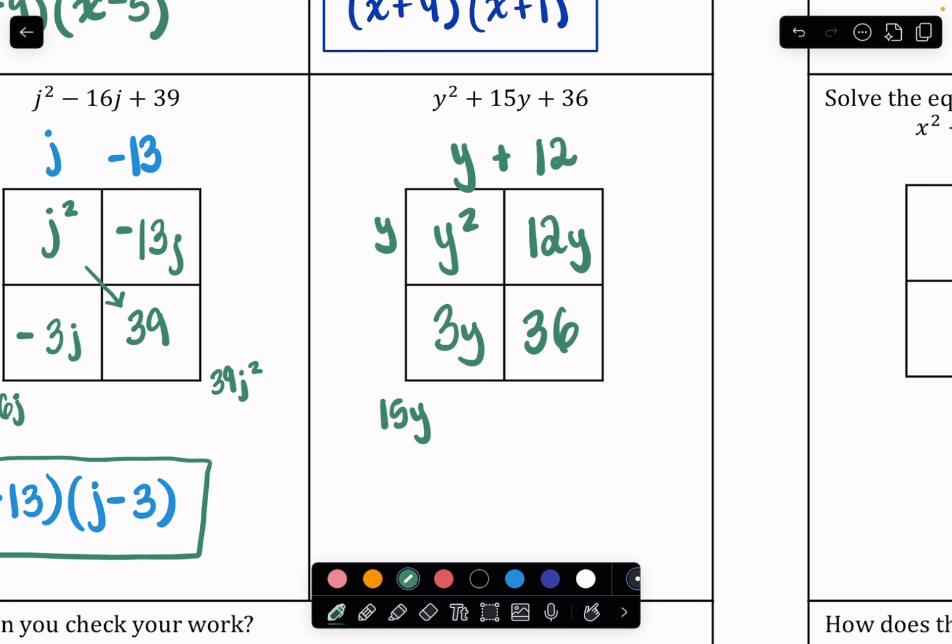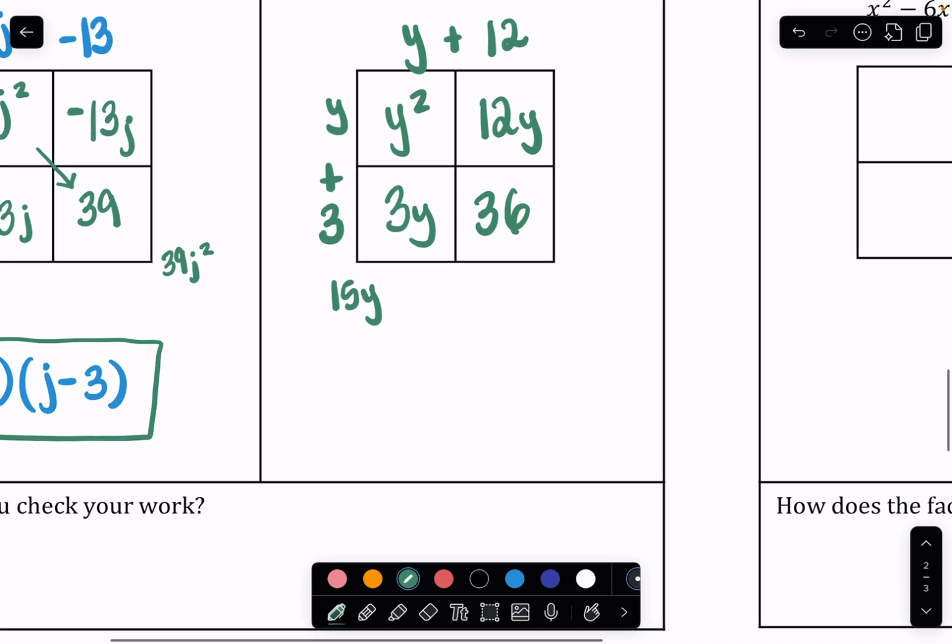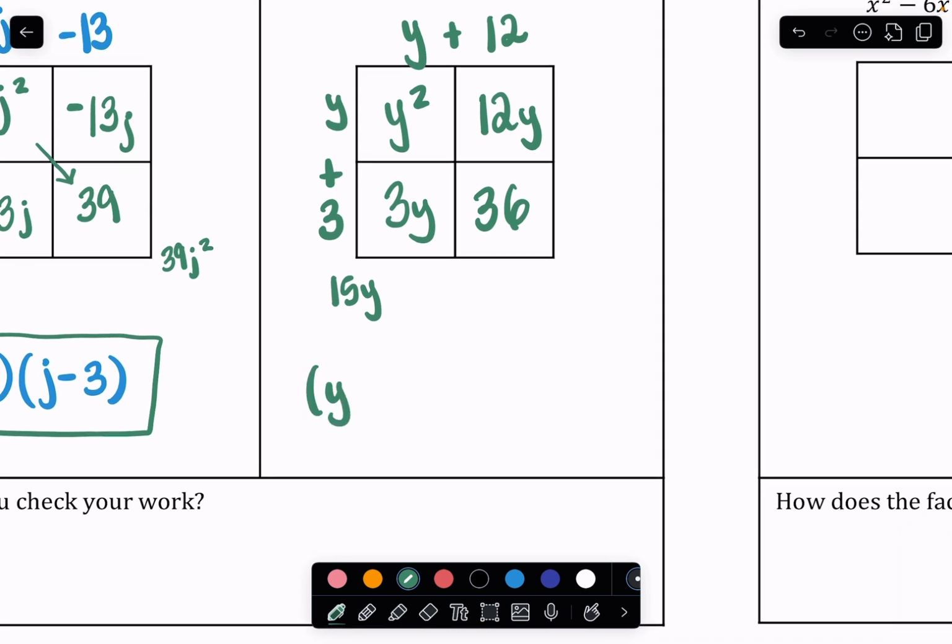So my two factors are y plus 12 and y plus 3. Notice I'm not just saying that 12 and 3 are my factors. We can't forget about the y plus 12 and the y plus 3.